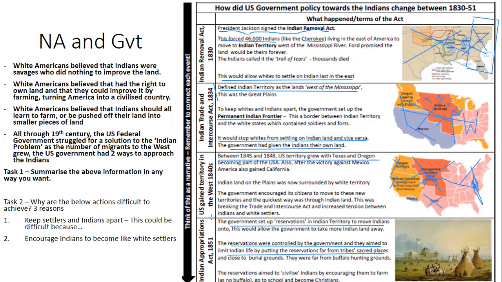The reservations were quite large to start with, and as time went on, became a lot smaller. But that's the important thing here, is that the government started off quite lenient, and as America began to grow, they became a lot harsher. They tried to get the Native Americans to assimilate rather than having respect for their way of life.